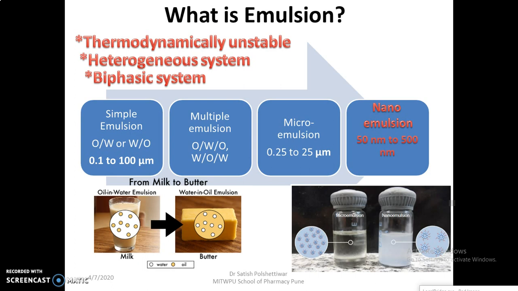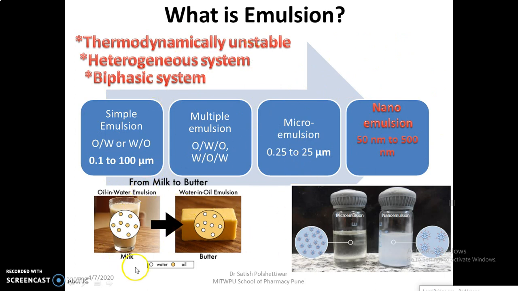But these two systems, the simple emulsion and the multiple emulsion, are thermodynamically unstable since the free energy and surface area of the globules are greater. But the microemulsion, with a globule size of 0.25 to 25 micron, is always stable. And nanoemulsion is another system where we maintain a globule size of 50 nanometer to 500 nanometer. This system is also thermodynamically stable. These two systems are thermodynamically stable, while the other two are thermodynamically unstable.